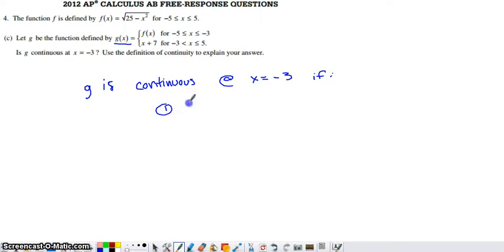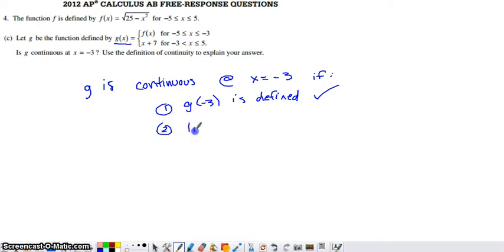First thing, g of -3 is defined. If your function's undefined at a certain location, you're not continuous there. We can put a check mark beside this real fast, because if you look at this inequality at the x value of -3, which is included on this top inequality, g of -3 is going to correspond to f of -3. So yep, that condition is met.